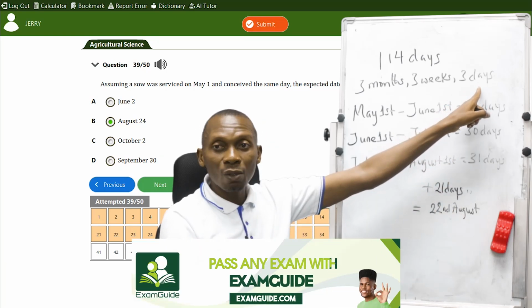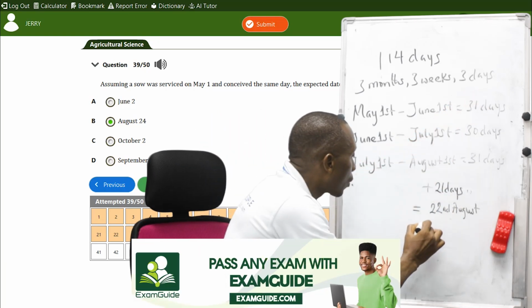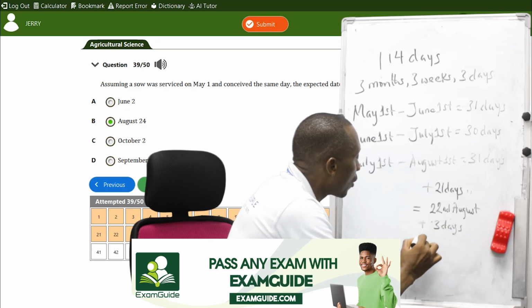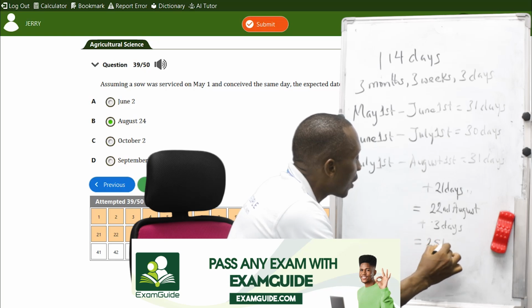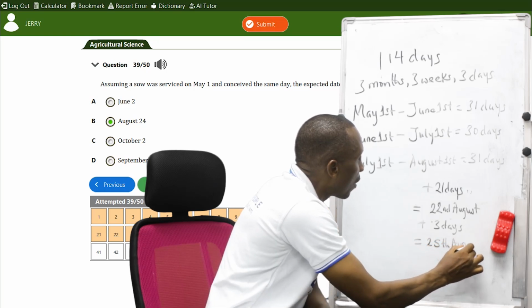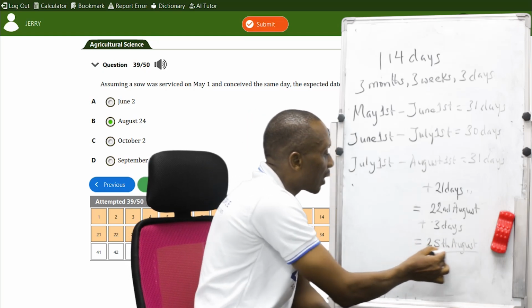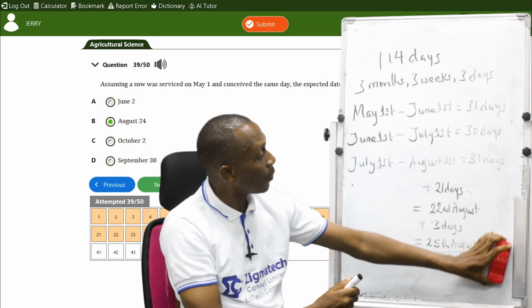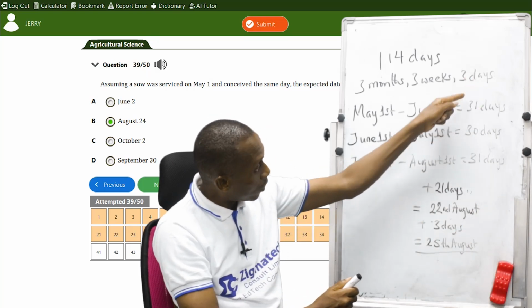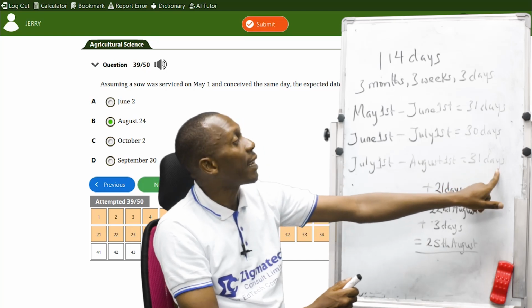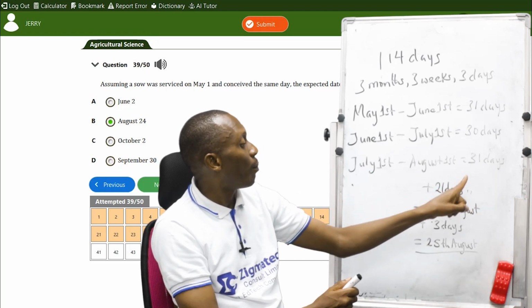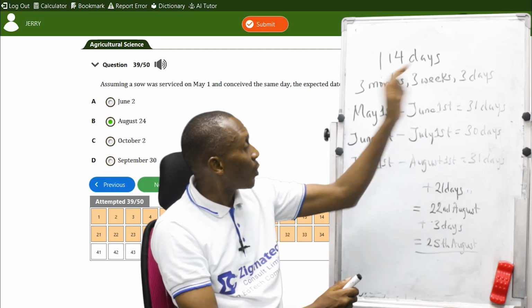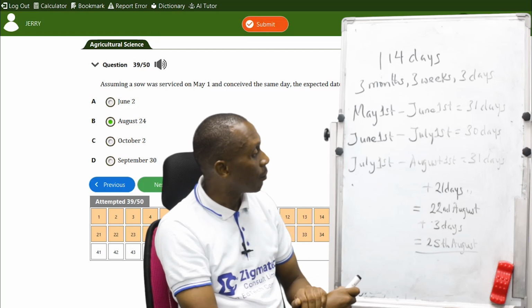Then we still have 3 days to add. So plus 3 days, that will give us what? 25th of August. So this is the expected date of parturition. Of course, when you add this, this gives us 92 days plus 21 days plus 3 days. Of course, it will still arrive at 114 days.